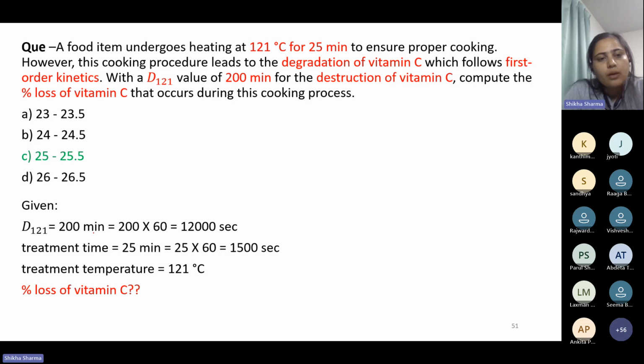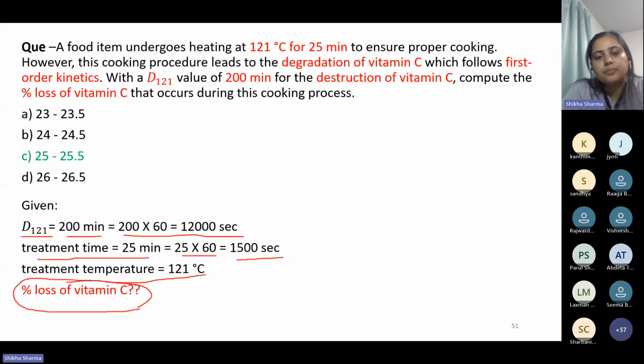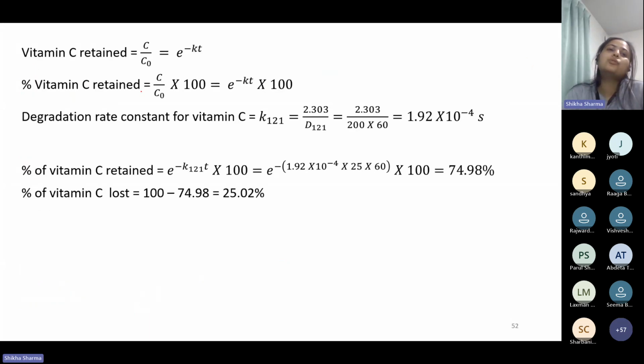So let's see. The D value is given as 200 minutes at 121 degrees Celsius. We can convert it into seconds by multiplying by 60. The treatment time is also given: we are treating this food for 25 minutes, so 25 into 60, which is 1500 seconds, at 121 degrees Celsius. We need to calculate the percentage loss of vitamin C. First we will see how much vitamin C is retained, then subtract from 100. So 100 minus retained.